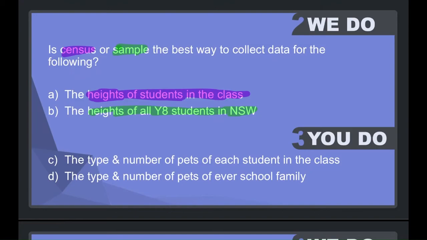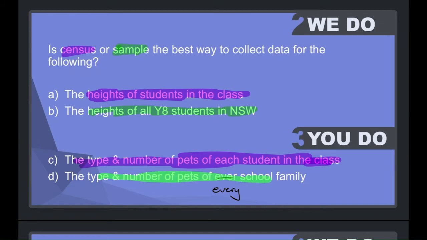Okay, census or sample, the number of pets of each student in the class. Again, because it's the class, it's very easy to just ask all 20 people and take a census of the pets that everyone has at home. But, sorry, that should say every. If we wanted to know what everyone in the school had, it would be much easier to, say, for example, pick 2 students from every year group and just sample a smaller portion of the population rather than asking all 1,100 and however many students we have currently.